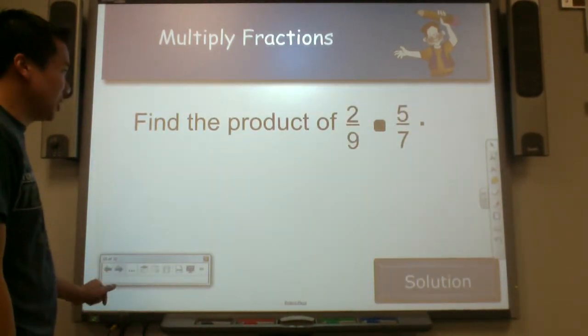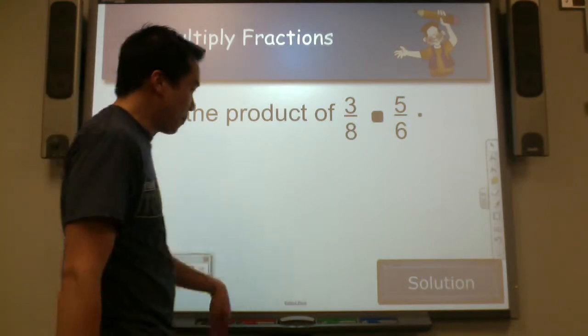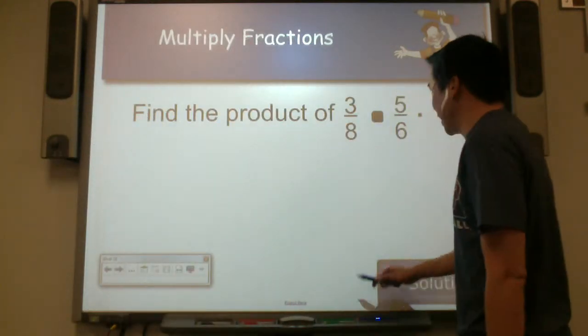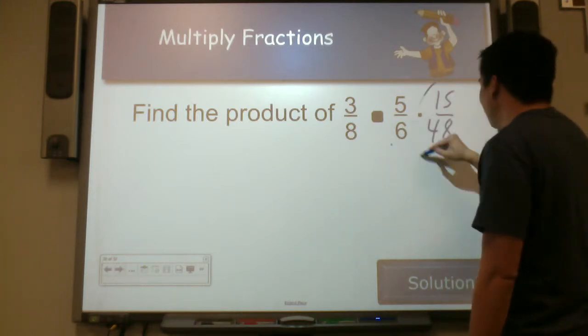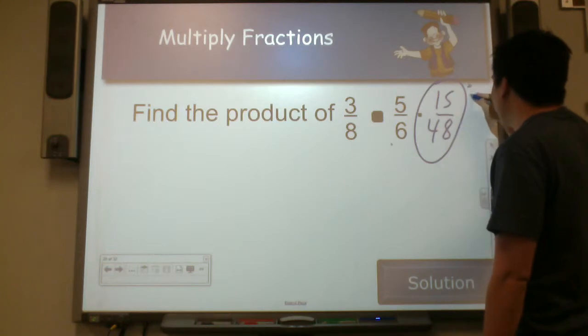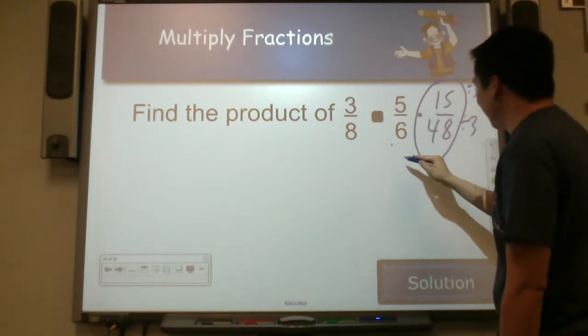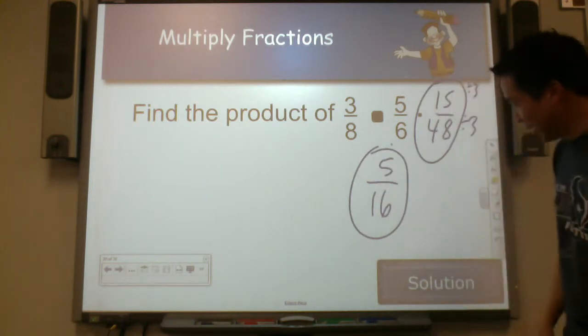Let's go to something a little more difficult. Actually, I don't know if any of them are really difficult. Let's try this one. 3/8 times 5/6. Top times top is 15. Bottom times bottom is 48. 15/48. Did you know you can simplify this? You can divide both numbers by 3. So that's 5/16. And let's see if I did it correctly.